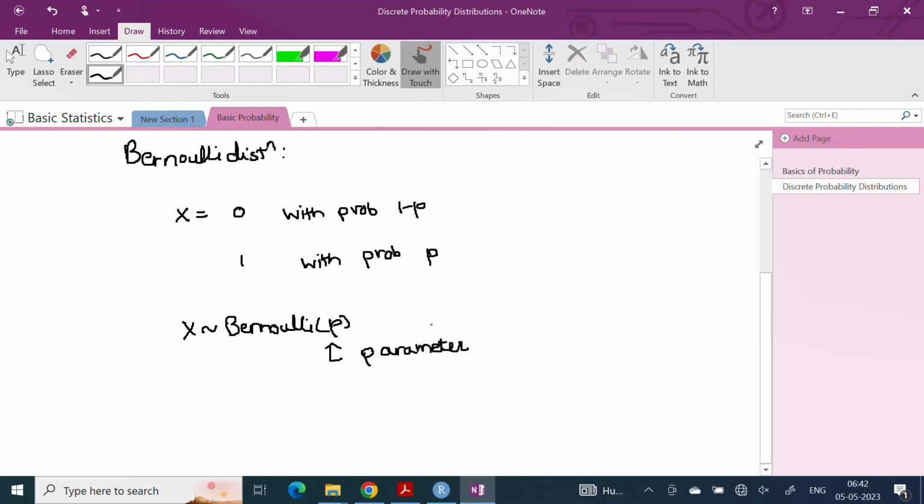Because if you know p, then you know the probability of everything: the probability of 0, the probability of 1, and of course the probability of other things is 0. So this p is known as the parameter of a Bernoulli distribution. This is generally called the success probability, but that just means it is the probability of occurrence of 1. It doesn't have to do anything with the actual meaning of the word success. Here, success basically means the event of interest.